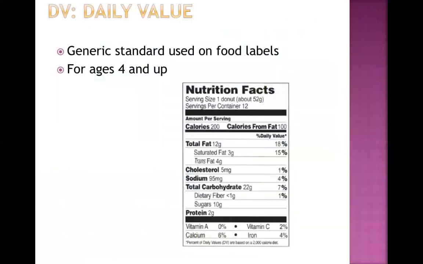Daily value. So daily value is a rough guide for comparing nutrient contents on food labels. And the daily values are based on the RDIs and the DRVs. The daily values are for people 4 and up, except for pregnant or lactating women, and they're based on a standard 2,000 calorie diet. This is the current nutrition facts label, but the nutrition facts label will be changing very soon.